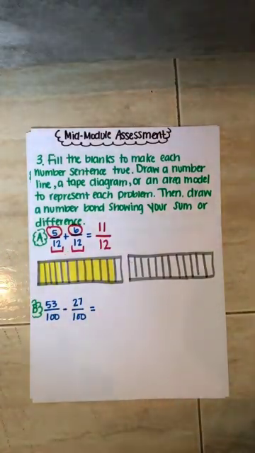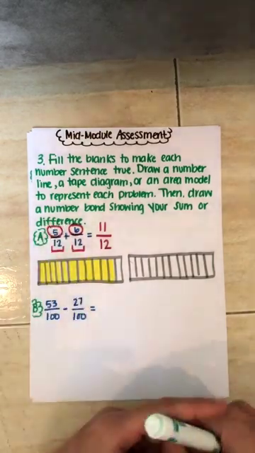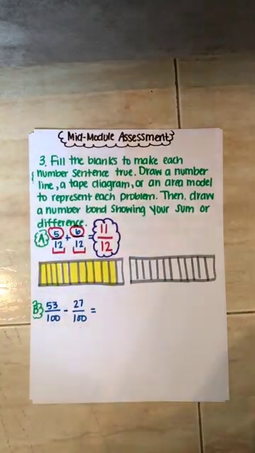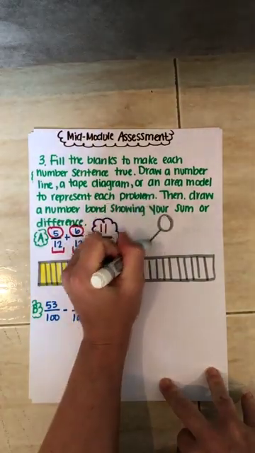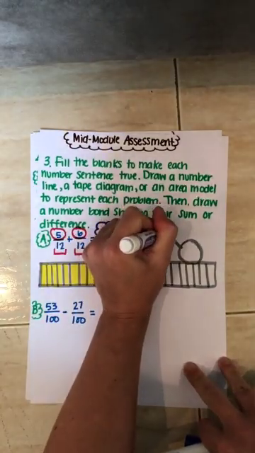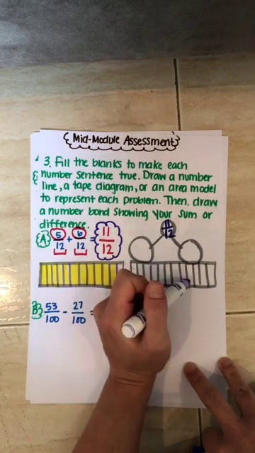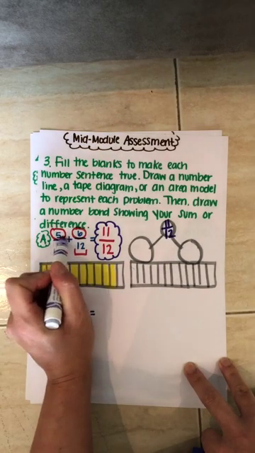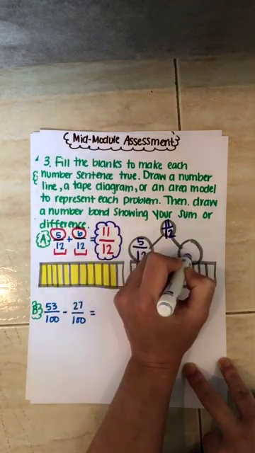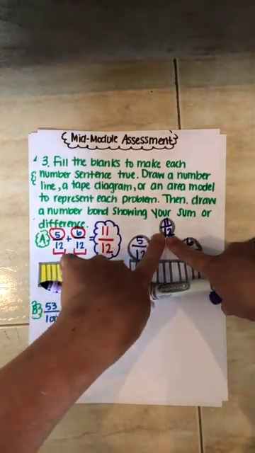Now, we also have to draw a number bond showing our sum or difference. This is my sum. So this is the number I'm using in my number bond. So I'm going to start up here. And in my top number, I have 11 twelfths because that is my sum. Now I need to decompose 11 twelfths. You can do this in lots of different ways. One way is to just use the numbers from your number sentence. So I can do 5 twelfths and 6 twelfths, because if I add up these two numbers, they will equal 11 twelfths.